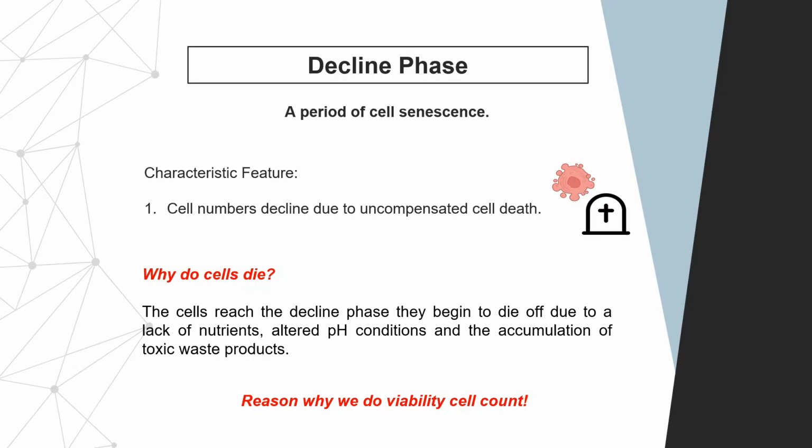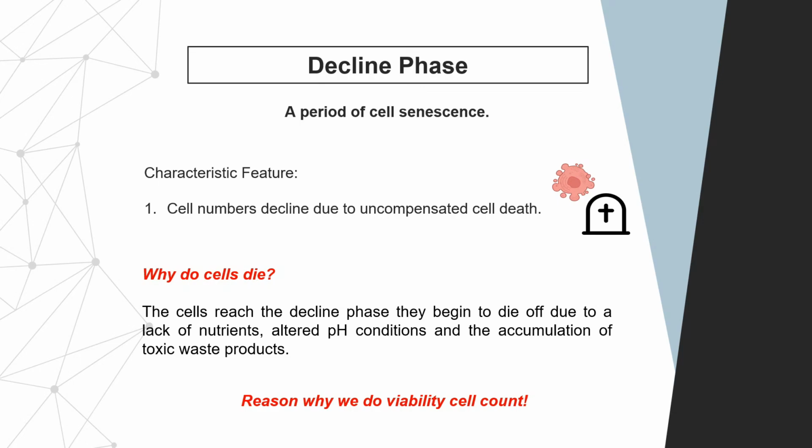Altered pH conditions. Why does this happen? Because there is accumulation of toxic waste products over time that are secreted by the cells. So this environment, or I would say the cell culture microenvironment, is not really nice for the cells. So the cells start to die.